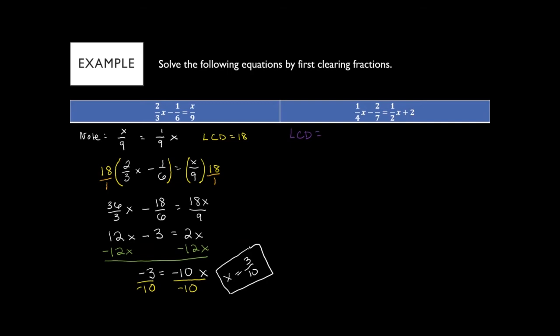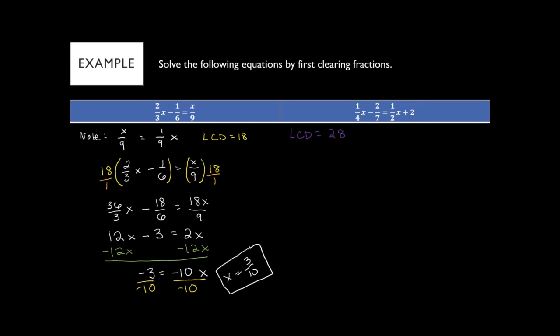I take the largest of the denominators, 7. 4 and 2 don't divide into 7. The next multiple of 7 is 14, but 4 doesn't divide into 14. So I go to the next multiple of 7, 21. 4 doesn't go into 21. So the next one is 28. 4 goes into 28, and 2 goes into 28. So that makes my common denominator 28.